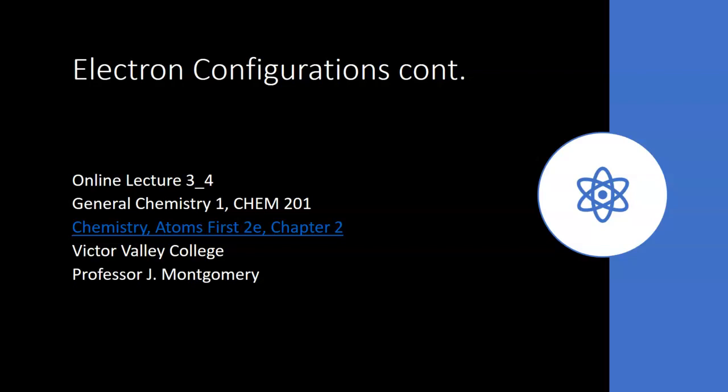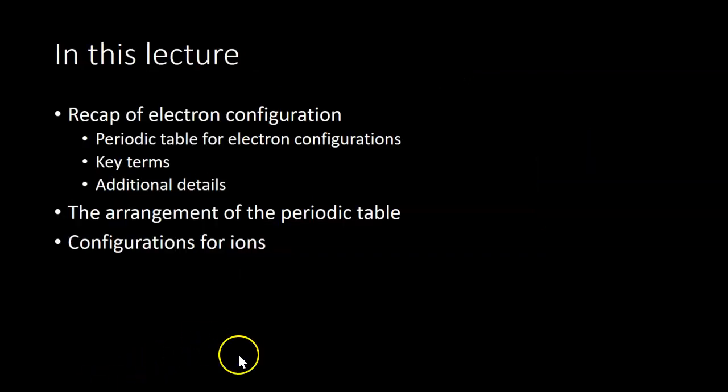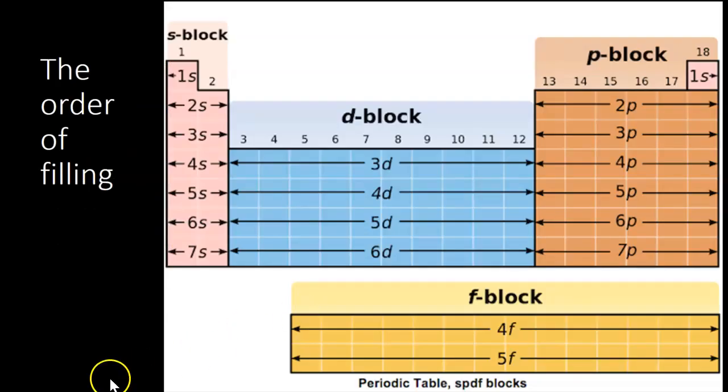This is a continuation of our discussion of electron configurations for Section 4 of Chapter 3 of our online chemistry textbook, Atoms First 2E, provided by OpenStax. In this lecture, we're going to cover a recap of electron configuration. I'm going to go over some key terms. I think I mentioned them in the last video, but I just want to make sure that you have them clearly, so they're written out for you. And there are some additional details, some exceptions to electron configuration, that we need to cover. We're going to talk about the arrangement of the periodic table and then configurations for ions.